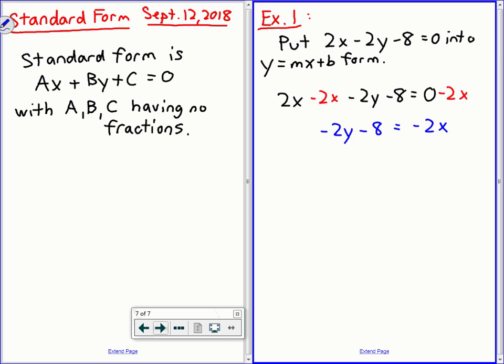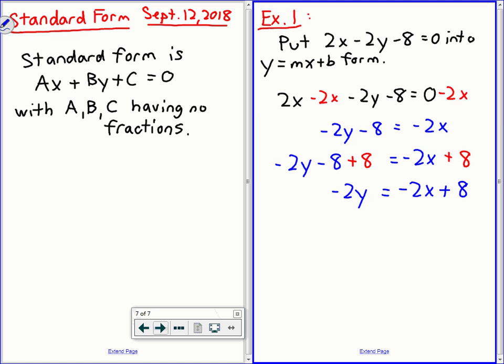Connie, I want you to be brave. What else do we need to remove from the left-hand side? Good, so what's the opposite of negative 8? Very good. So we go negative 2y minus 8 equals negative 2x, and that turns into negative 2y equals negative 2x plus 8.